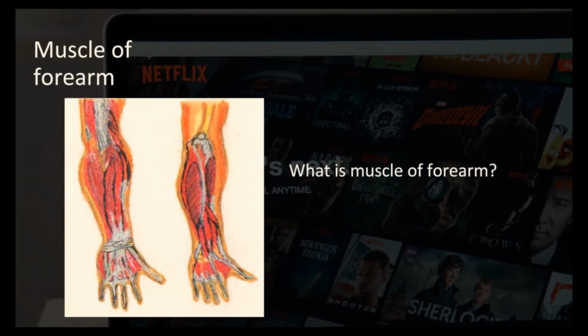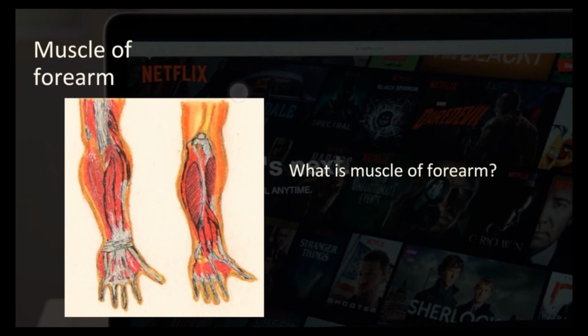What are the muscles of the forearm? The superficial compartment of the flexor surface of the forearm contains pronator teres, the flexor carpi radialis, palmaris longus, the flexor carpi ulnaris, and the flexor digitorum superficialis.